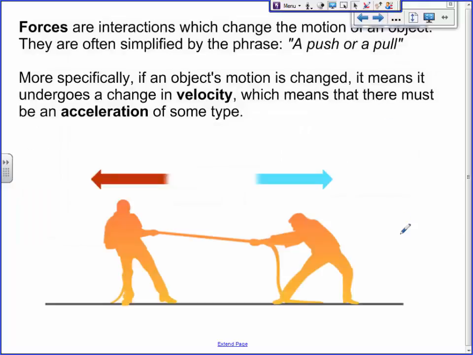Okay, so let's start by talking about just some basic stuff of dynamics. The why of how things occur, that's forces. We want to know why things occur. So maybe you've heard this phrase before, a force is a push or a pull.